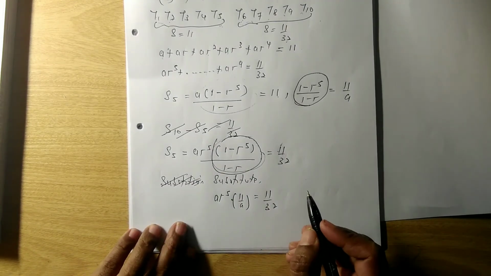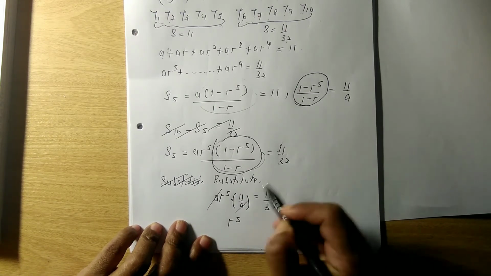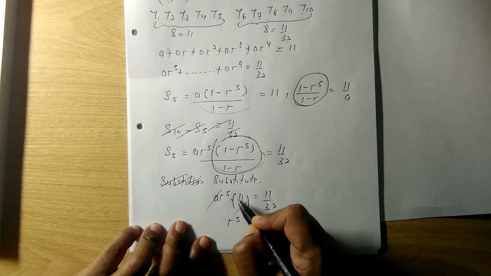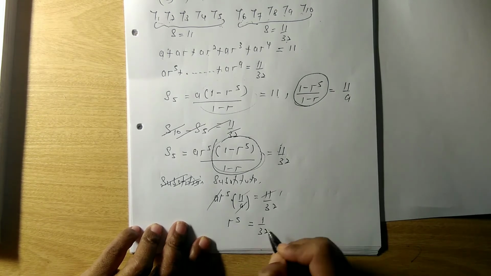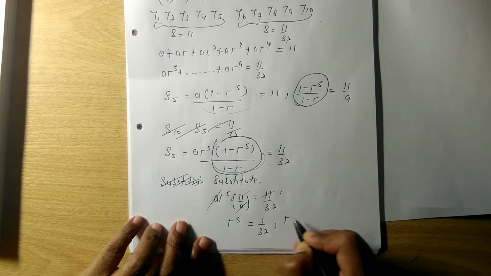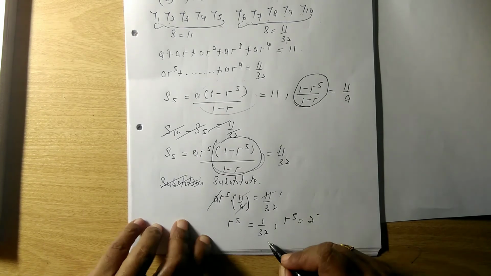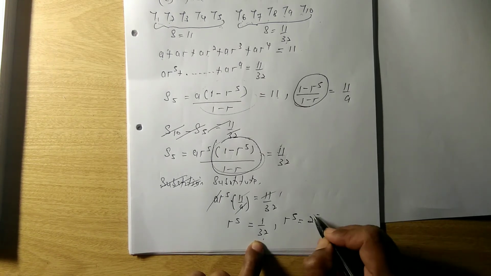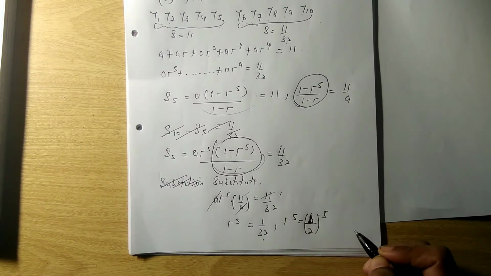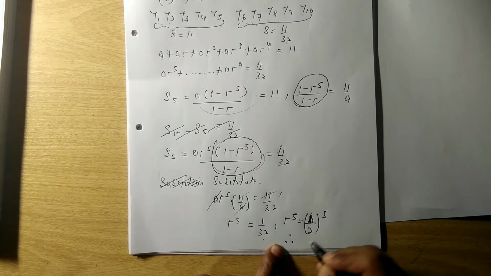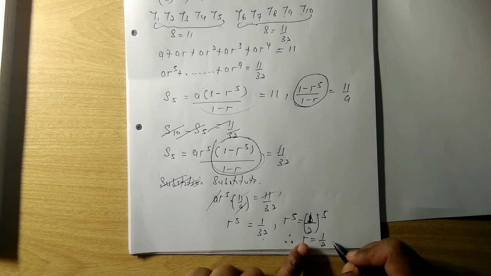Okay, so what's going to happen now is this will cancel off. So here I get R to the power 5. Okay, this 11 and this 11 will cancel out. So I actually get 1 over 32. Okay, so R to the power of 5, I can actually bring this up. This is actually 2 to the power of 5. Okay, so that means from here I can say that my R is actually 1 over 2.